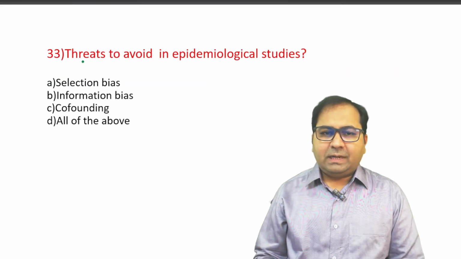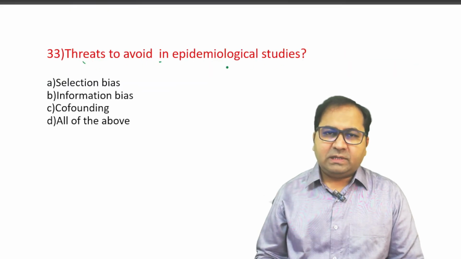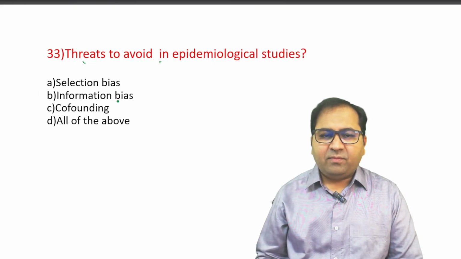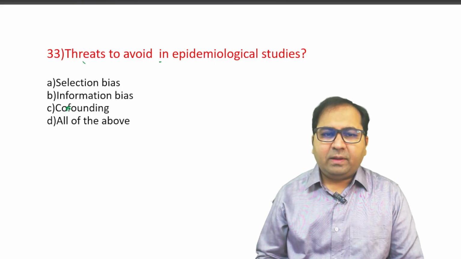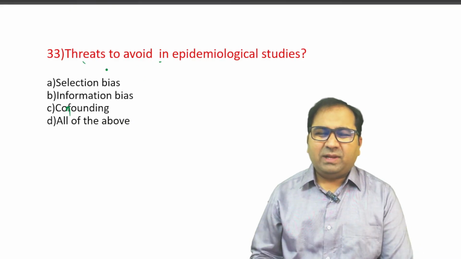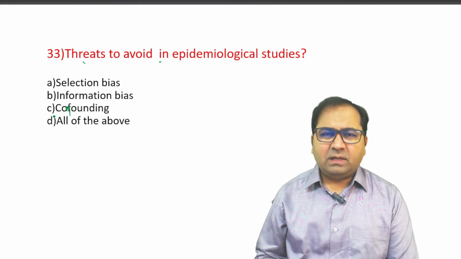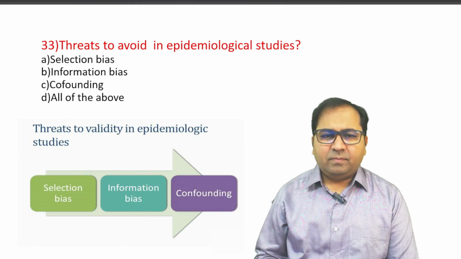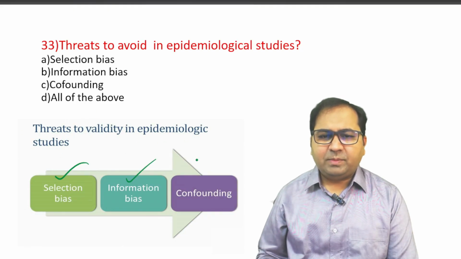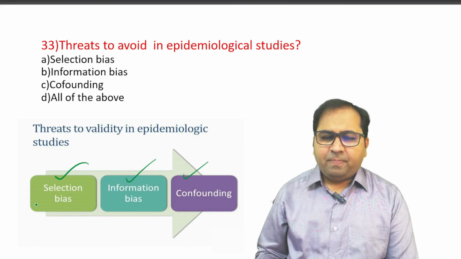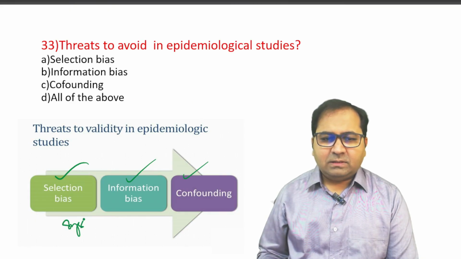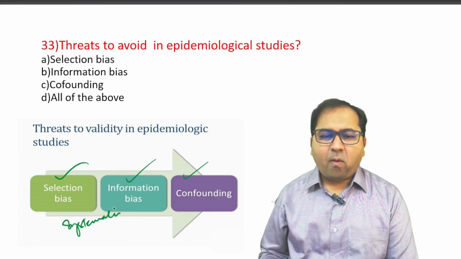Next question. Threats to avoid in epidemiological studies. What are the threats? The options are A. Selection bias, B. Information bias, C. Confounding, or D. All of the above. This is a very simple question. The answer is all of the above. See, the threats to validity in epidemiology: you have selection bias, you have information bias, you have confounding. All these are systematic errors.